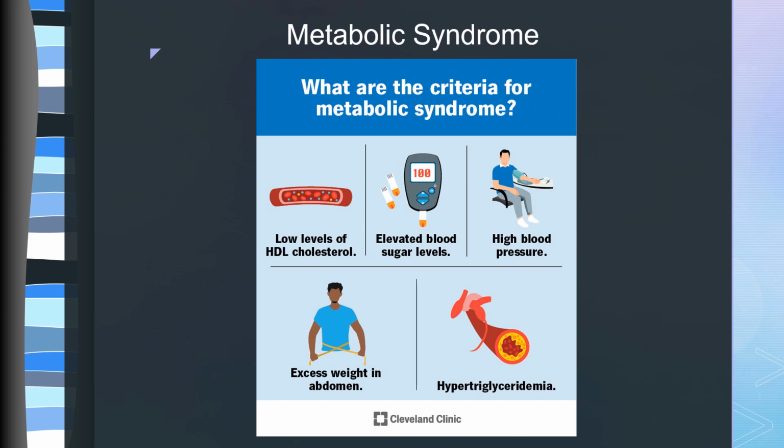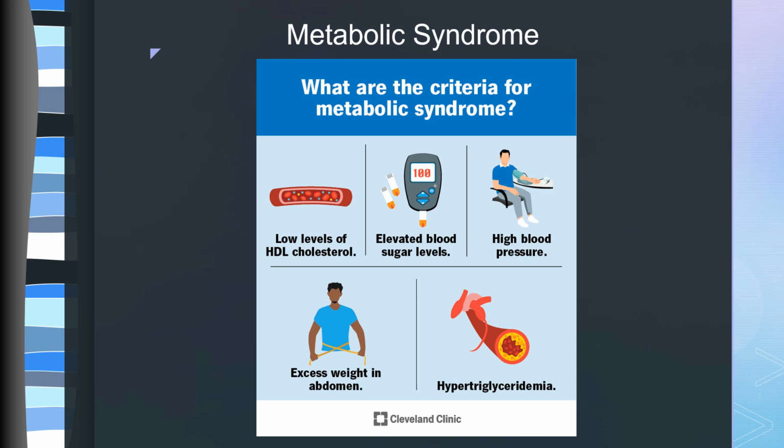So let's stop here and just talk about metabolic syndrome for a minute, because as you saw on the last slide, this is a modifiable risk factor for coronary artery disease. But what is it? Well, metabolic syndrome is a cluster of metabolic abnormalities where a person has at least 3 out of 5 of these risk factors. So low levels of HDL cholesterol, so less than 50 milligrams per deciliter in women, and then less than 40 milligrams per deciliter in men.